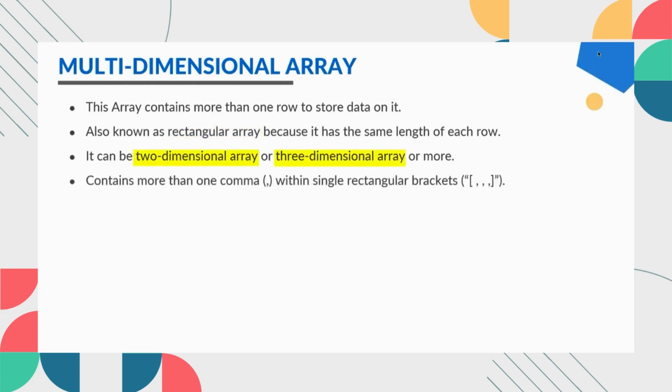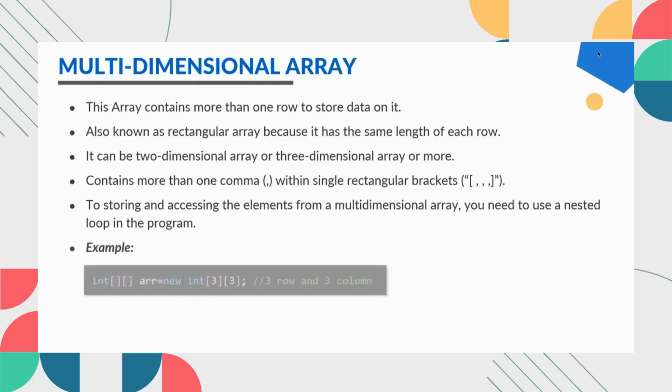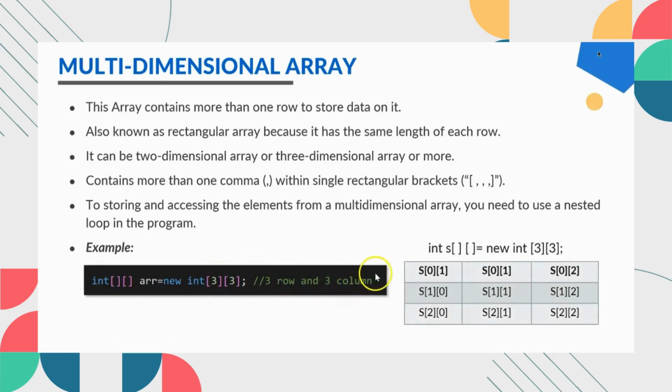It looks like a rectangular array because it has the same length for each row with a different number of columns. It can be a two-dimensional array or three-dimensional array or more, but at least a two-dimensional array has to be there. We call it a multi-dimensional array. We separate the multiple dimensions by a comma. To store and access the elements from a multi-dimensional array, you need to use a nested loop. The outer loop works with the rows and the inner loop works for the columns.